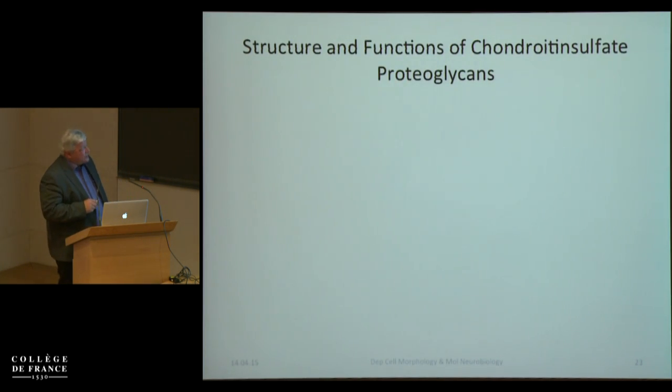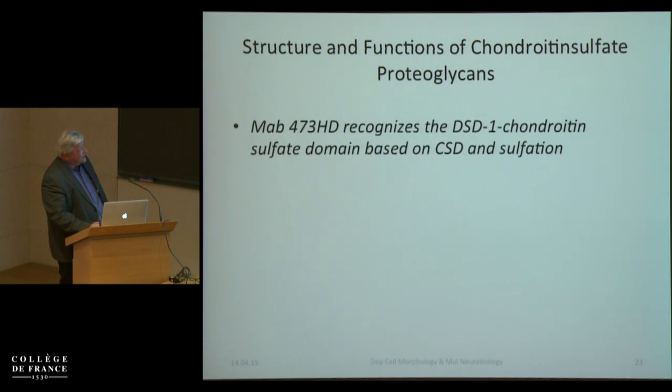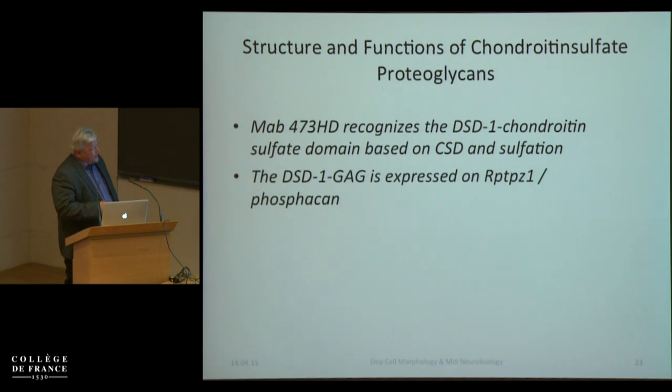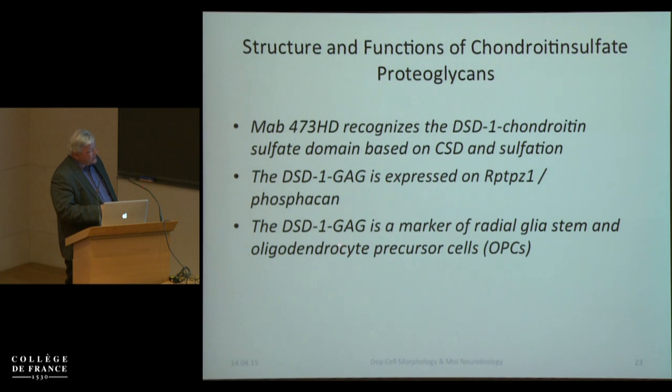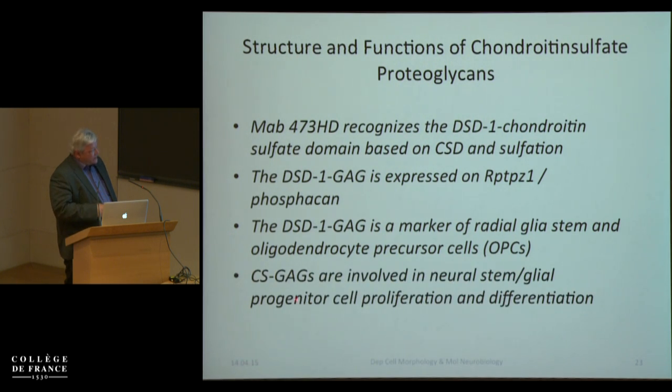So to summarize at this point, we think that our monoclonal antibody recognizes what we call the DSD1 chondroitin sulfate domain, a chondroitin sulfate domain based on sulfation and chondroitin sulfate D. This domain is certainly expressed on phosphacan and also on RPTP beta/zeta 1 as carrier proteins and can be viewed as a new marker of radial glial stem and also of oligodendrocyte precursor cells. And we think that these glycosaminoglycans are involved in neural stem and glial progenitor cell proliferation and also in differentiation processes.